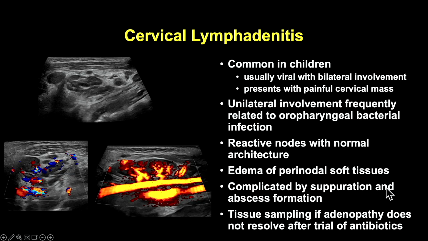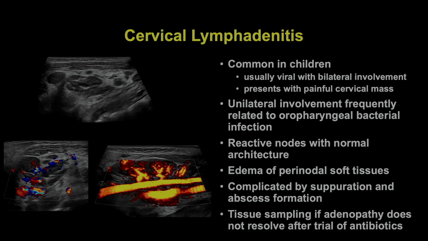And this is a case of cervical lymphadenitis, which is very common in children. It's usually viral in etiology with bilateral involvement and generally presents with a painful cervical mass. When the involvement is unilateral, it's frequently related to bacterial infection.